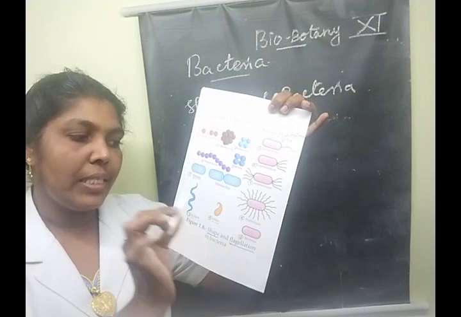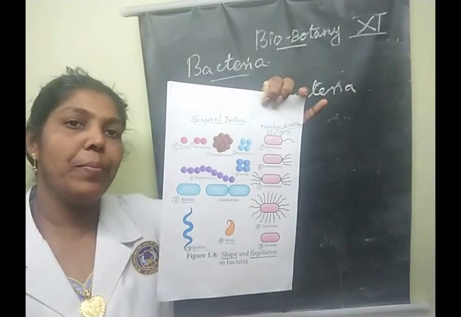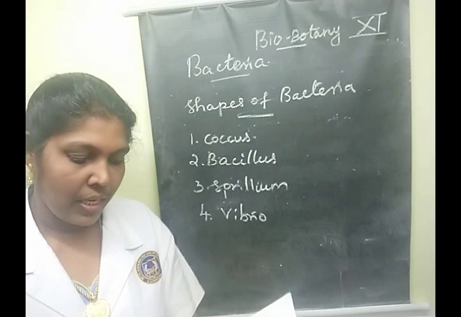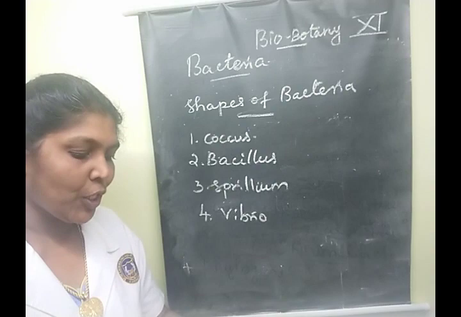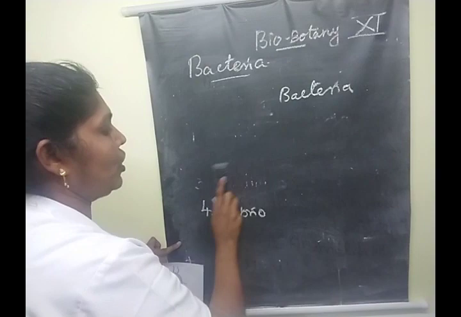Clear, children? This diagram is very important for 2 mark or 3 mark question answers. Understood, children? Yes. Next, we are going to learn the ultrastructure of the bacterial cell.